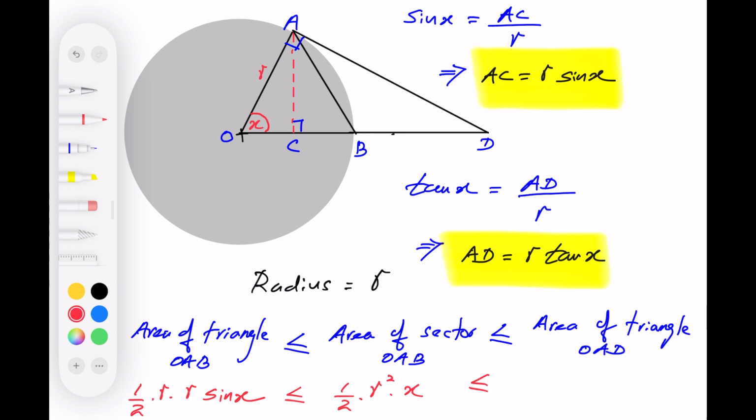For the triangle OAD also, I need to find the area as 1/2 times base times height. 1/2 as the base, I'm going to use OA. As the height, I'm going to use AD. OA is equal to R times AD. AD was found to be equal to R tangent x.